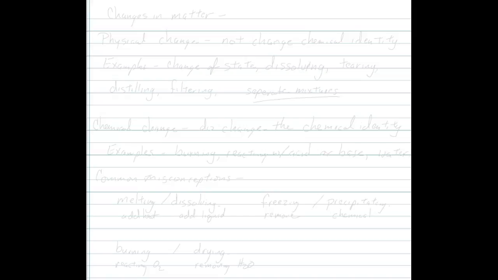This is a lesson on changes in matter. It's closely related to chemical and physical changes or properties. They're really closely related. The change actually occurs. Property means it could change or not.